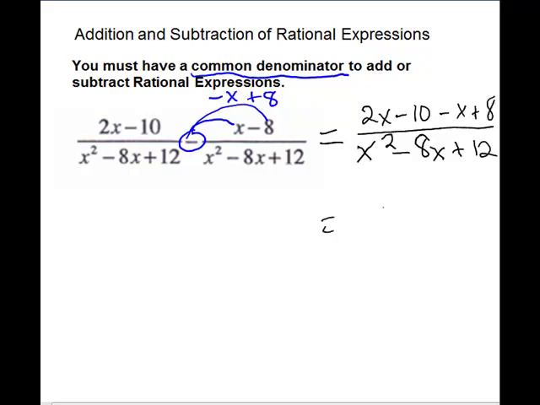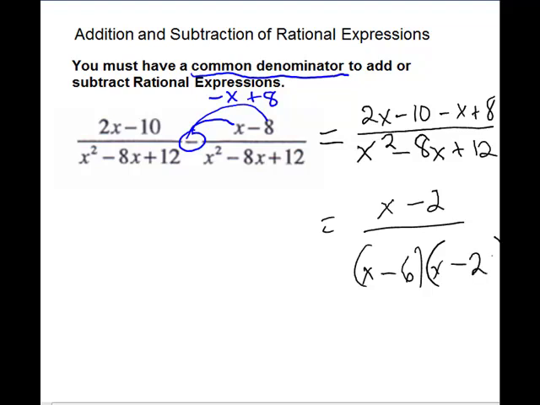So I have 2x minus x is x. On my constants, I have different signs. Subtract, sign of the larger. I need to see if my denominator will factor. So we're going to do like signs, both minus. And we could do 6 times 2. Would multiply to give 12, add to give 8.